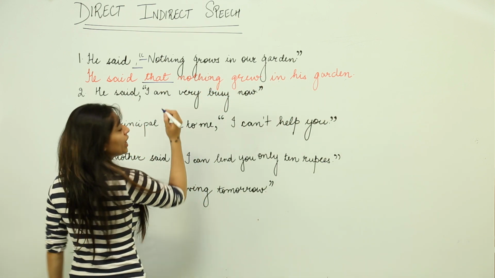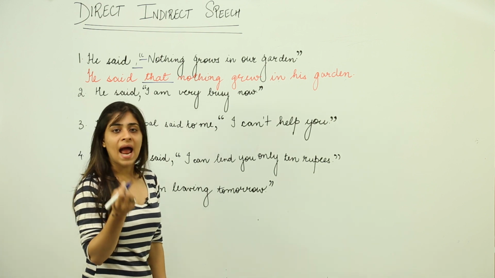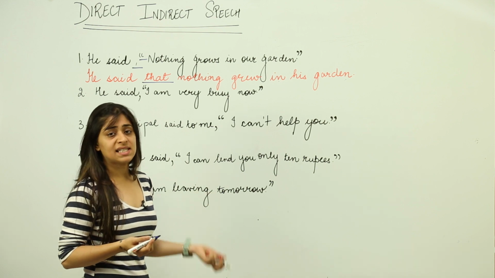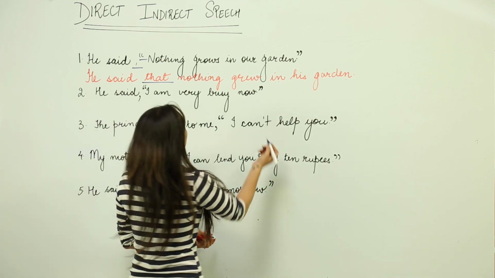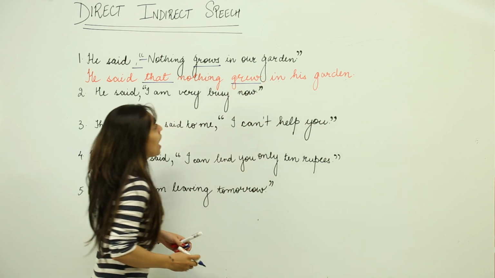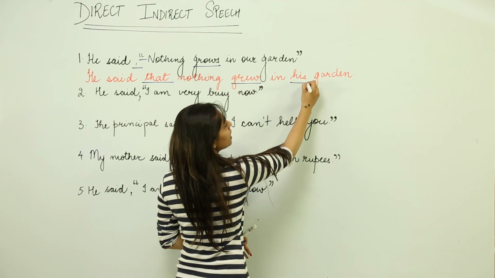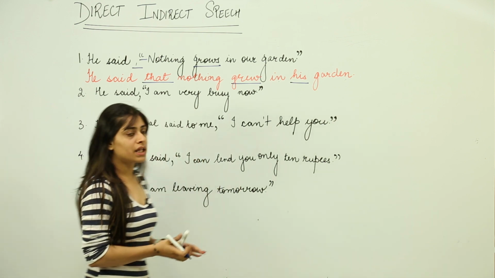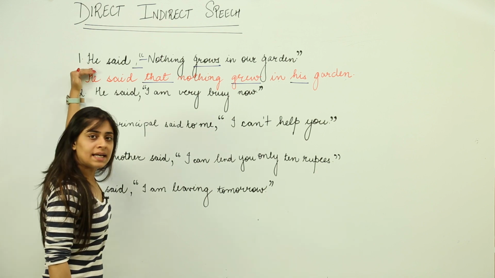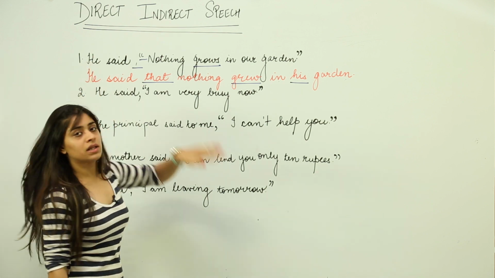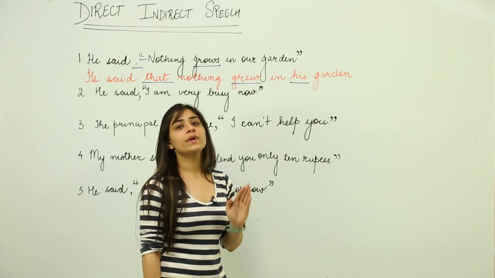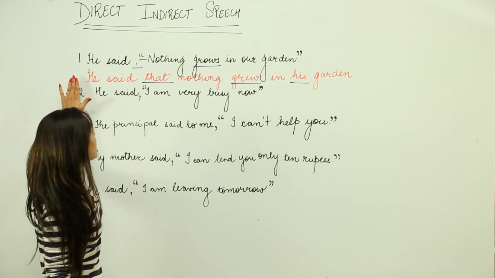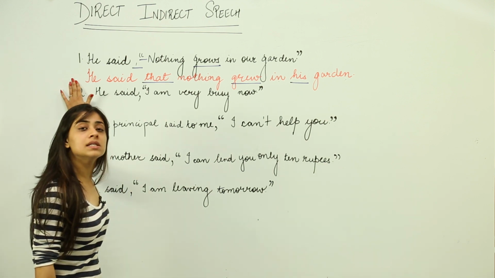Why? Because we need to change the tense of the verb, and if it is in a simple future tense or it is in simple present tense, it gets converted into simple past. So grows turns into grew, and our turns into his, because we need to change the first person or the second person in either the form of what it is said in the reported verb or in the third person. So this is how we change the sentence. And he said nothing grows in our garden gets converted to he said that nothing grew in his garden.